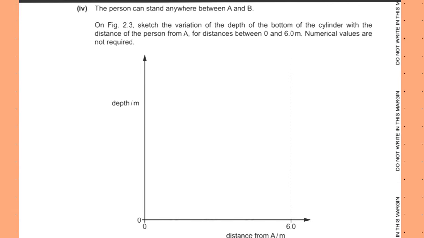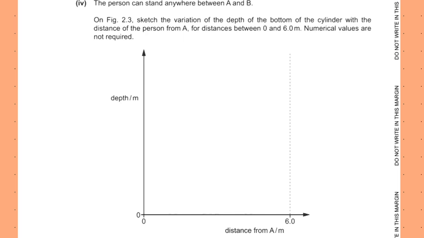The person can stand anywhere between A and B. On 2.3, sketch the variation of the depth of the bottom of the cylinder with the distance of the person from A for distances between 0 and 6 meters. Numerical values are not required. Okay. Now let's think about this one.